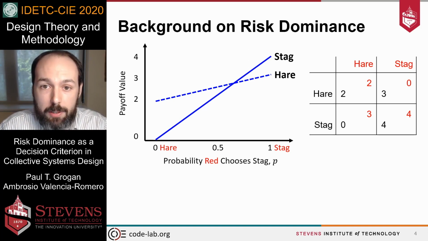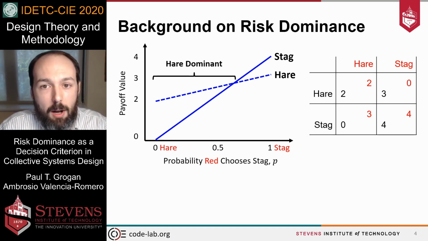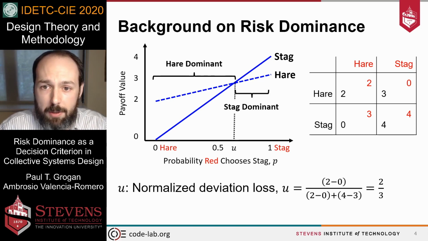We can see, for example, these two strategies intersect, and that intersection point delineates the point in probability space that separates the hare hunting strategy as being dominant from the stag hunting strategy as being dominant. This crossover point in game theory is called the normalized deviation loss, and in this example problem, it's equal to 2/3. You can think of that as the minimum probability of collaboration required for you to choose the collaborative alternative.